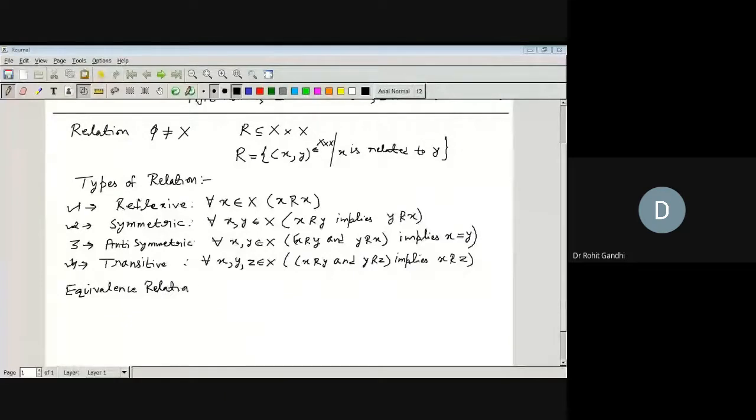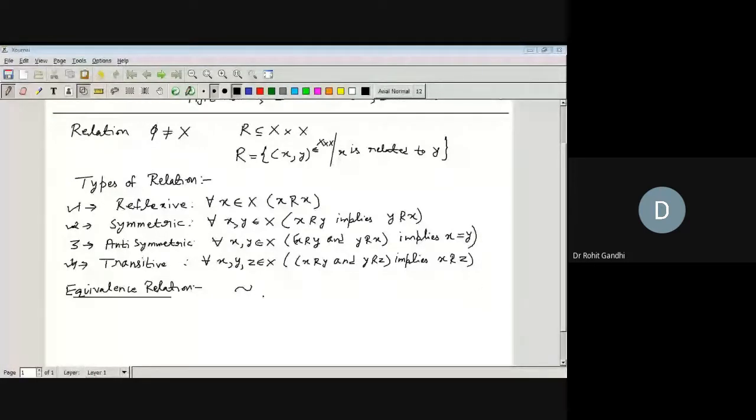A relation on a non-empty set X. Now I denote the relation by this sign, which is similar to the sign we studied in 9th-10th, like the congruent sign used when we say triangles are congruent. This sign is the similar sign, so I will write the relation with this similar sign.